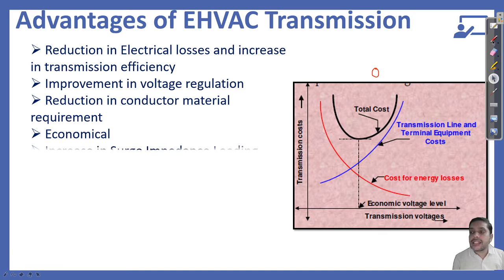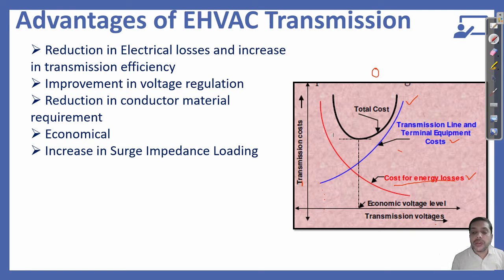Here I am taking the transmission line cost on the x-axis and transmission voltage on the y-axis. Suppose we keep the transmission voltage low, so the cost of the energy losses will be very high, and the transmission line terminal cost, that is the equipment cost, will be low for low voltages. As you go on increasing the voltage level, the cost of energy loss decreases, but the EHVAC transmission equipment cost increases.